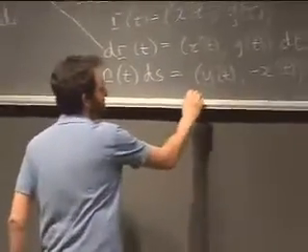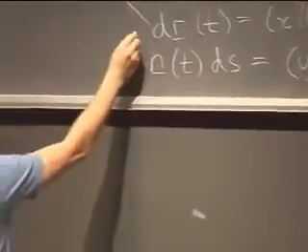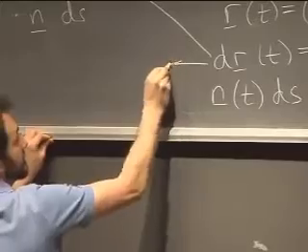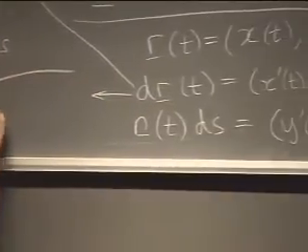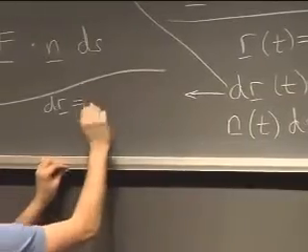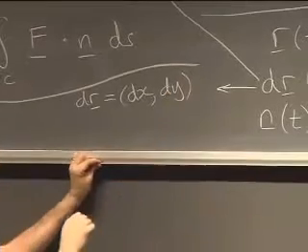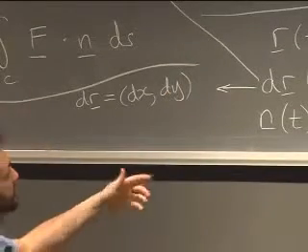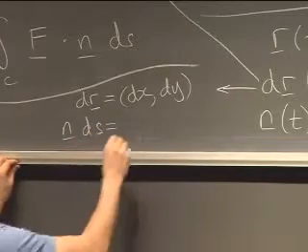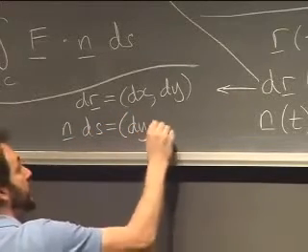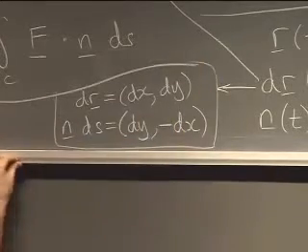And another way of writing it, which is extremely simple, so let's recast these two formulas. Alternatively, I'll squeeze it in over here. dr is just essentially equal to dx comma dy. That's another way of looking at it. Whereas n ds is equal to dy comma minus dx. So that's pretty useful to know.